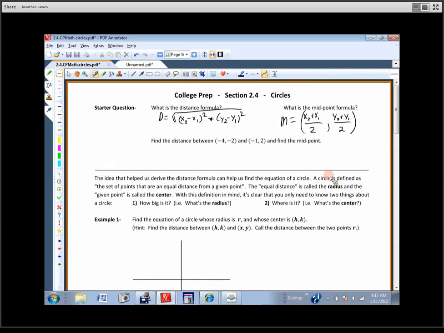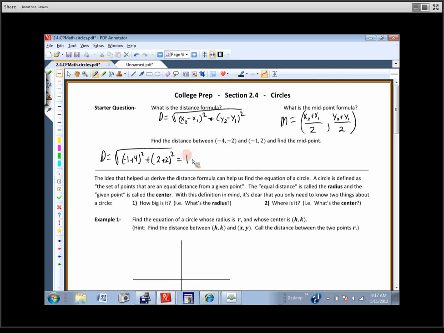So let's find the distance. The distance would be big square root. So I'm going to do x2, -1, minus x1. So that's going to be minus a -4. So that's going to be a +4 quantity squared. And then y2, that's a 2, minus, let's see, y1 is going to be minus -2. So that's going to be a +2 quantity squared.